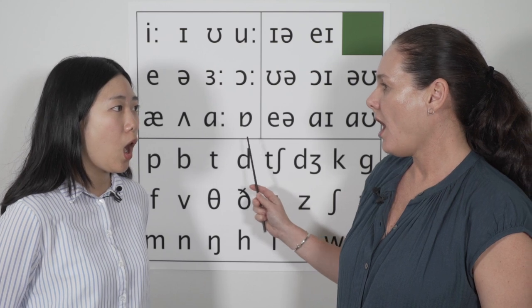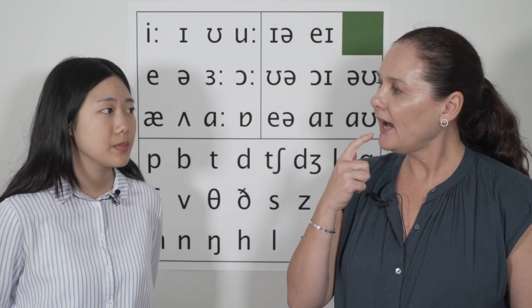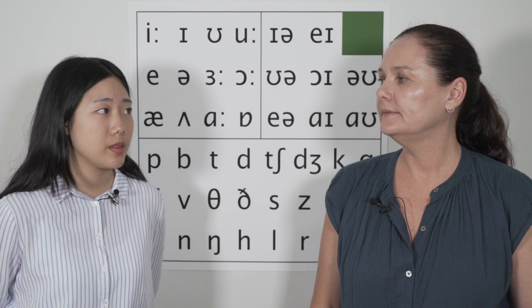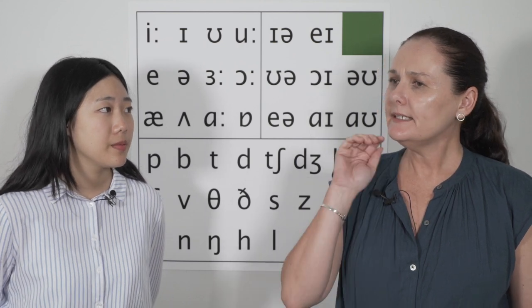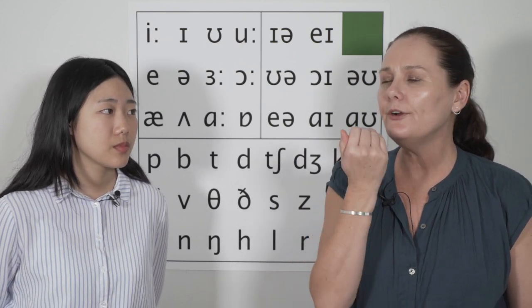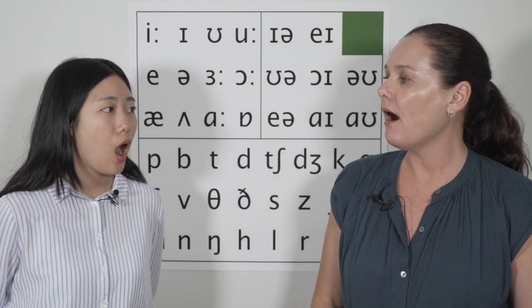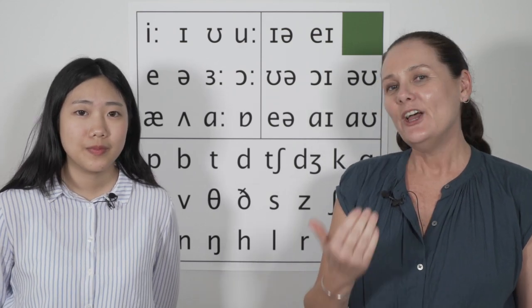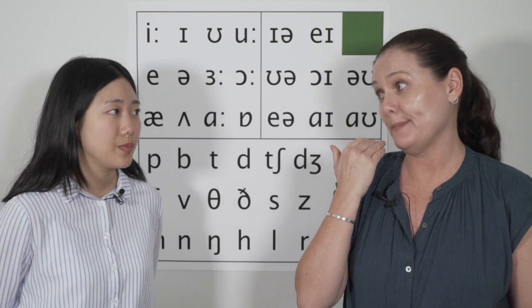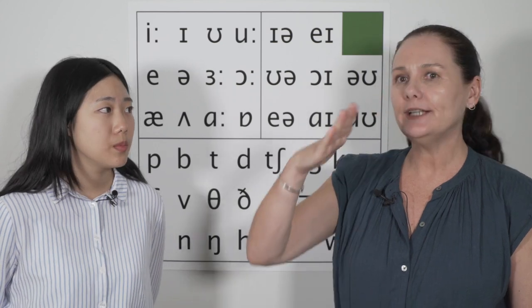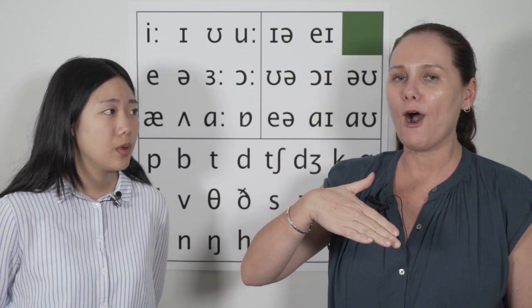Ah. Good. Where is your tongue when you say that sound? My tongue is down and behind my bottom teeth. Is it behind your bottom teeth or is it a bit further back in your mouth? Say the sound again. It's a bit further back. Your tongue is going towards the back of your mouth. But you are correct. Your tongue is down.